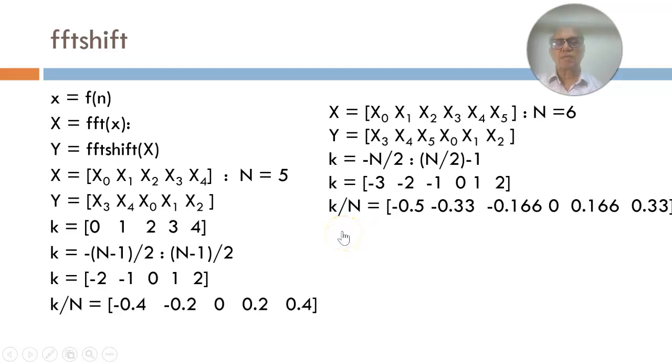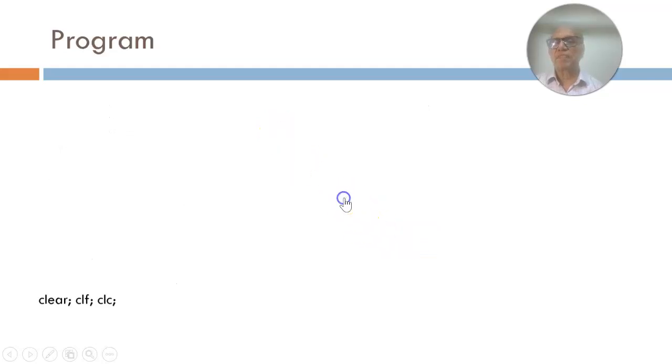So now when you plot y versus k by n on the x-axis, then you will get a double-sided spectrum when n is even. Alright. So these tell you the basics about what the FFT shift function does. So let us now look at the program.